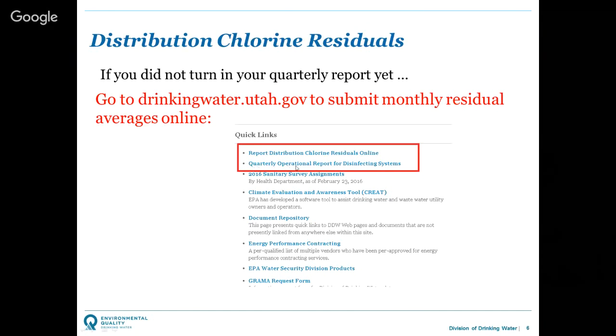And then this quarterly operational report for disinfecting systems. This is that Excel spreadsheet. If you have a chlorinator, if you're adding chlorine to the system, then we need this operational report every quarter as well. So I know we probably still have questions about that, but hopefully that maybe cleared it up a little.